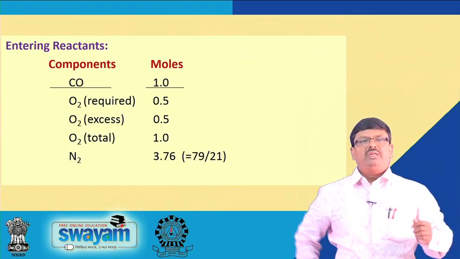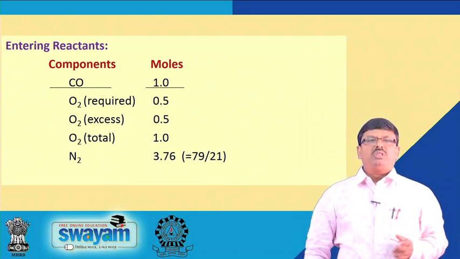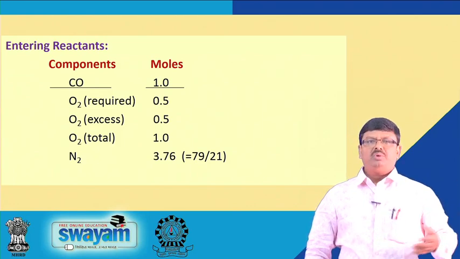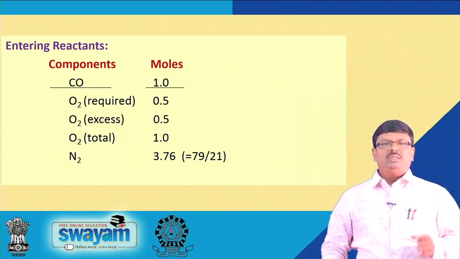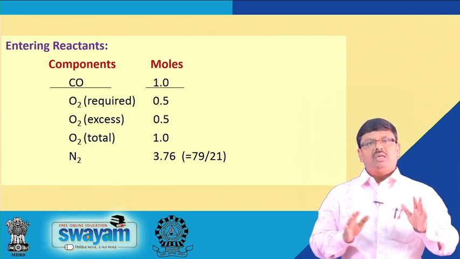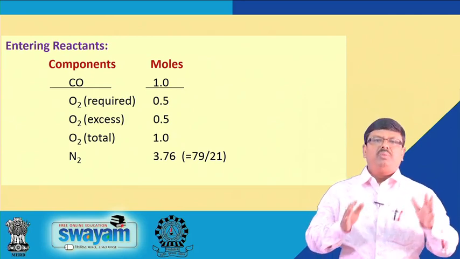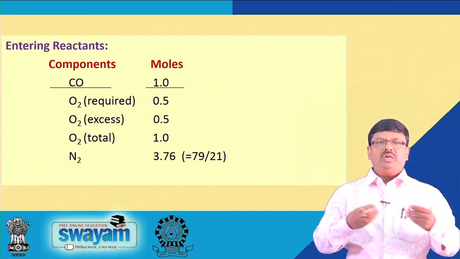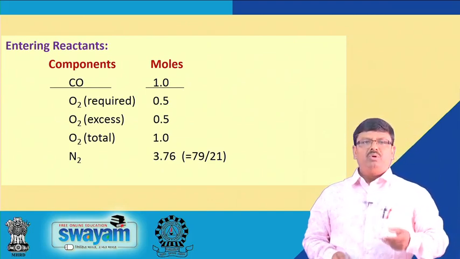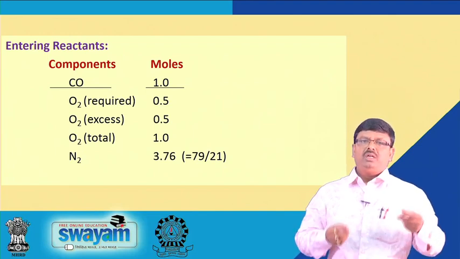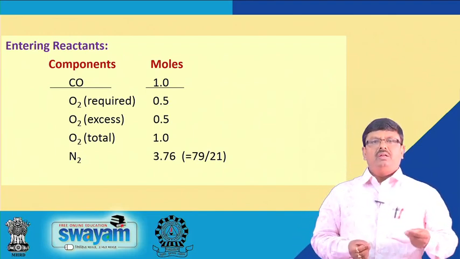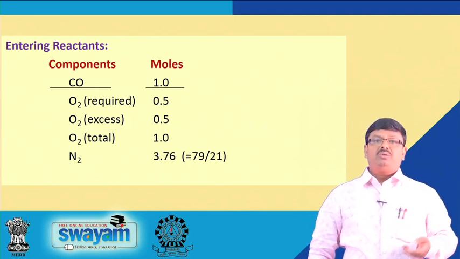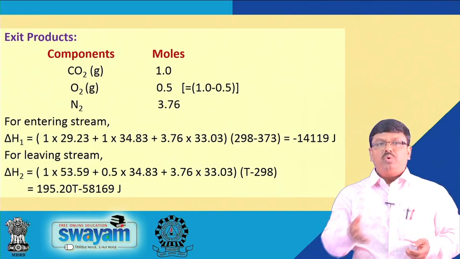So, this is the component for the entering reactants, where carbon monoxide is 1 mole and the oxygen required is 0.5 mole, which we are getting from the stoichiometric equation. The oxygen excess, based on 100% excess air supplied to ensure complete combustion in a combustion chamber, is another 0.5 mole. So, the total oxygen that we get is 1 mole, and nitrogen, the inert gas present in the air, is 79 by 21 times that, giving 3.76 mole, and that will remain present in the product stream also.